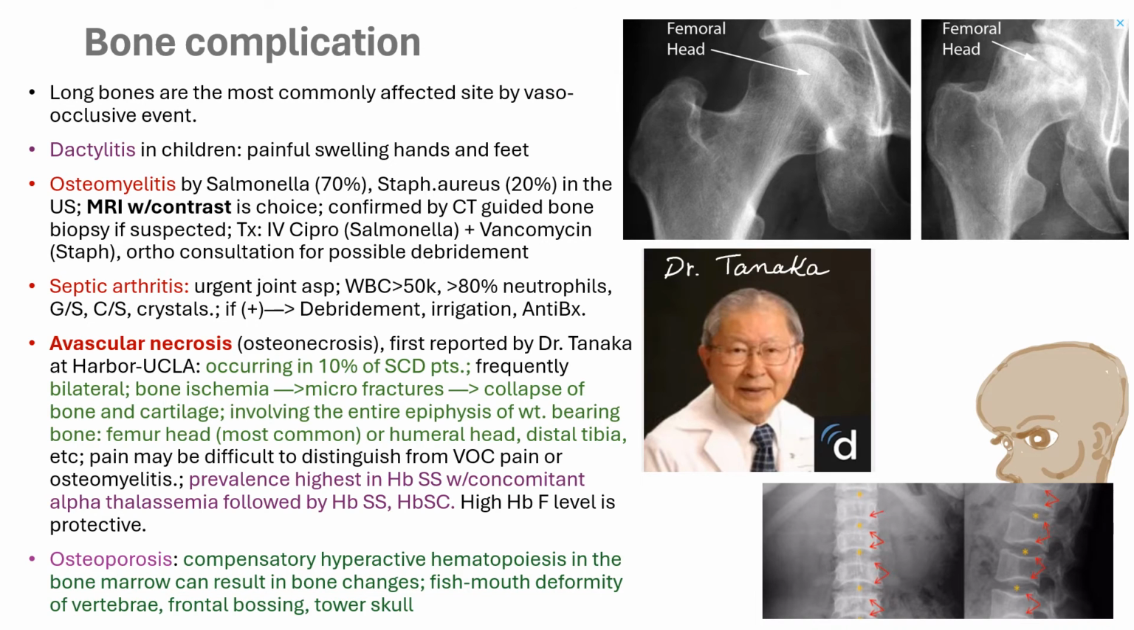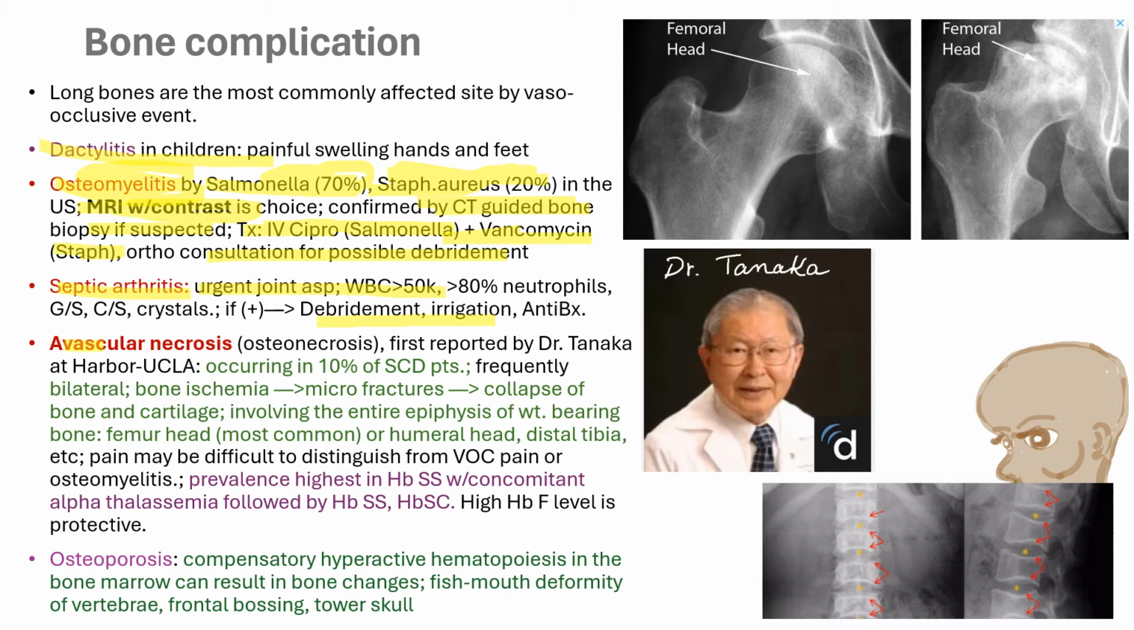The bone complications include dactylitis in children and osteomyelitis, very important, mostly by Salmonella, accounting for 70%, and Staphylococcus aureus, accounting for 20% in the US. Imaging study of choice is MRI with contrast. And if it's suspected, to confirm, CT-guided bone biopsy is necessary. And we use IV Cipro for Salmonella coverage and vancomycin for Staphylococcus aureus coverage. And ortho consultation for possible debridement is necessary. Septic arthritis is an urgent situation, requires urgent joint aspiration, and also needs antibiotics, debridement, and irrigation.